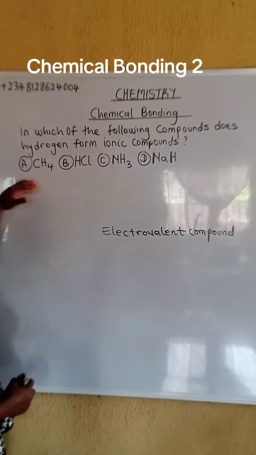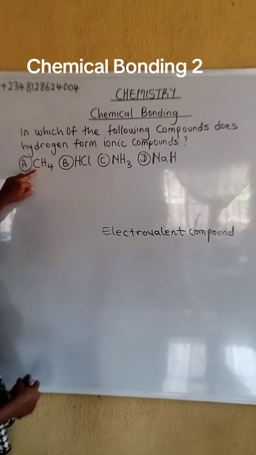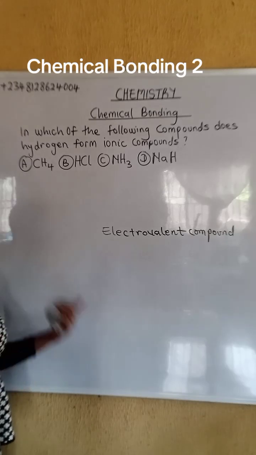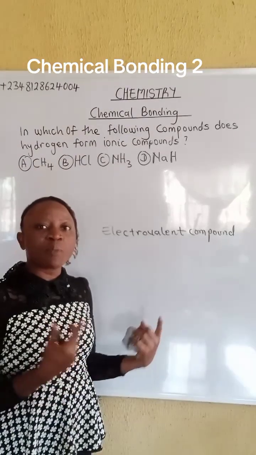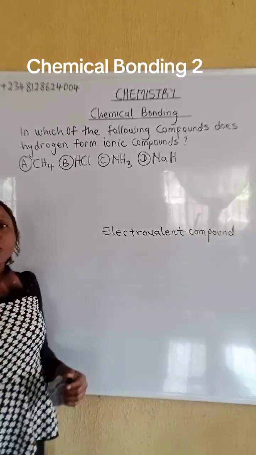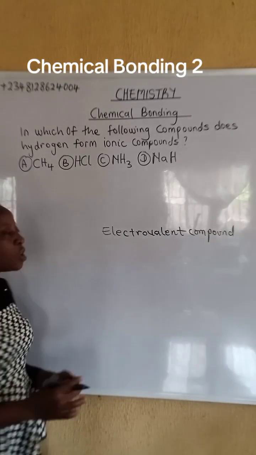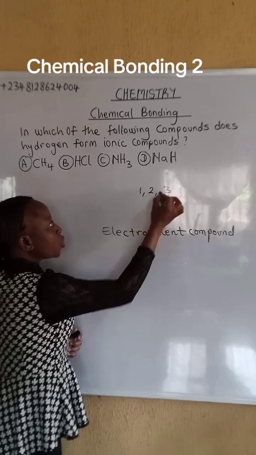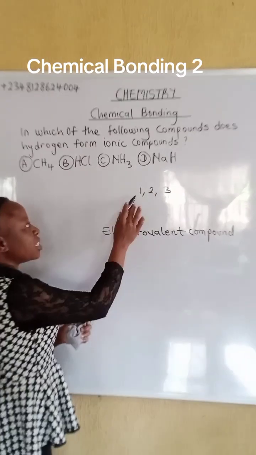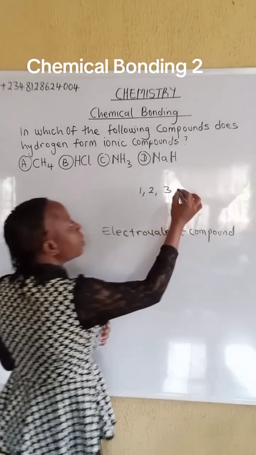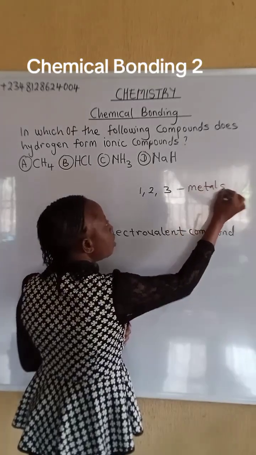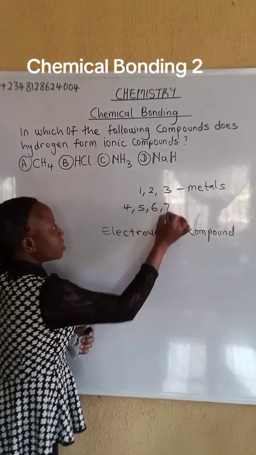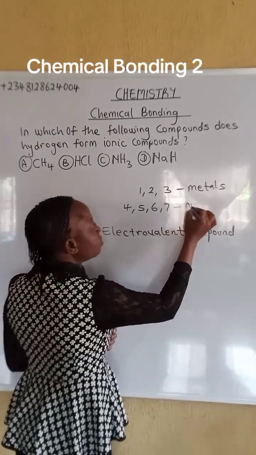Now let's look at the options given. Then the first one, we have carbon and hydrogen. Is carbon a metal or a non-metal? Let's assume that you don't know whether carbon is a metal or a non-metal. Now, how can you recognize a metal and a non-metal? Those elements having valence electron of either 1, 2, or 3 are metals, while those elements with 4, 5, 6, 7 valence electrons are non-metals.